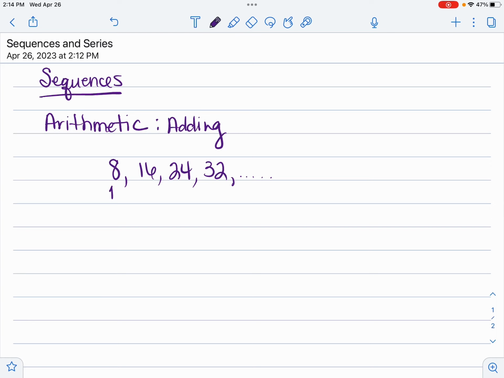This would be the first term. We call it a sub 1. And then we say the common difference, or d, is 8 because that's what you're adding each time. Each one of the terms is a term. So that's a1, this would be a2, and so on, right? And again, we learned that back then. It's been a while, but we learned it.